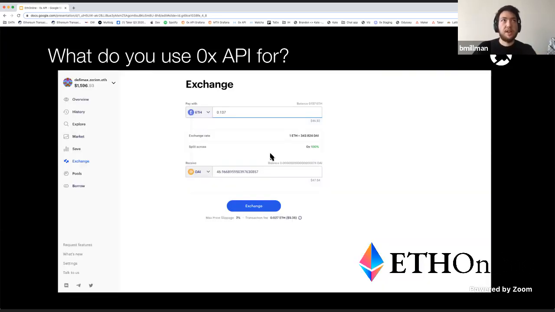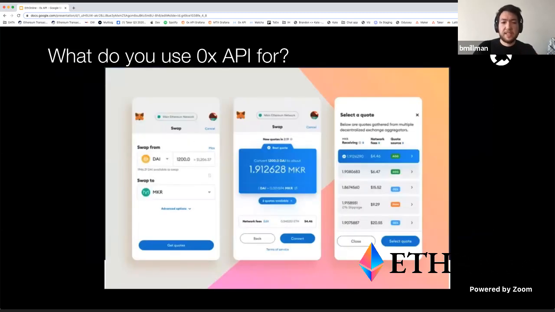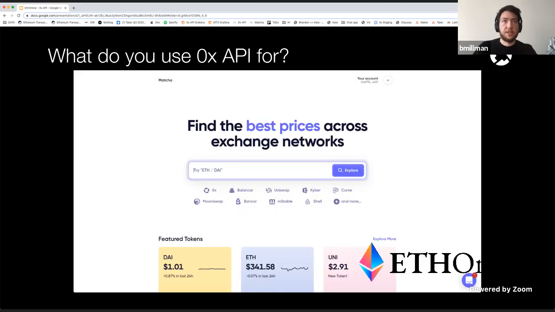That's one user. Zerion, they build kind of this dashboard for DeFi users. If you ever use their exchange functionality, that's also being powered by 0x API. It helps users make smart trades. Next customer, MetaMask. This is actually coming out today, hopefully. So this is similar to Zerion. MetaMask leverages 0x API to help users make smart trades with deep liquidity. And of course, there's Matcha as well.